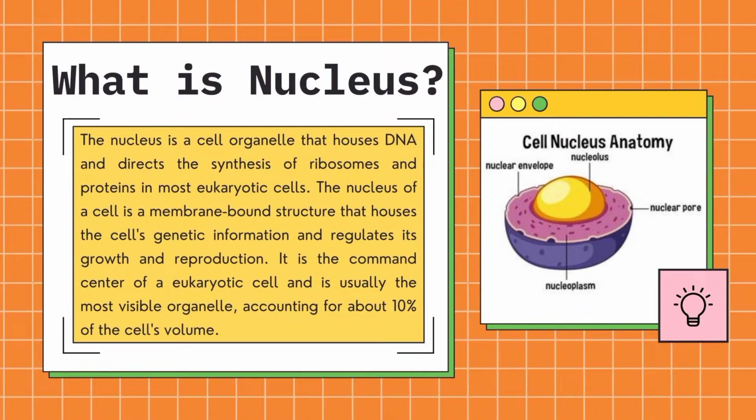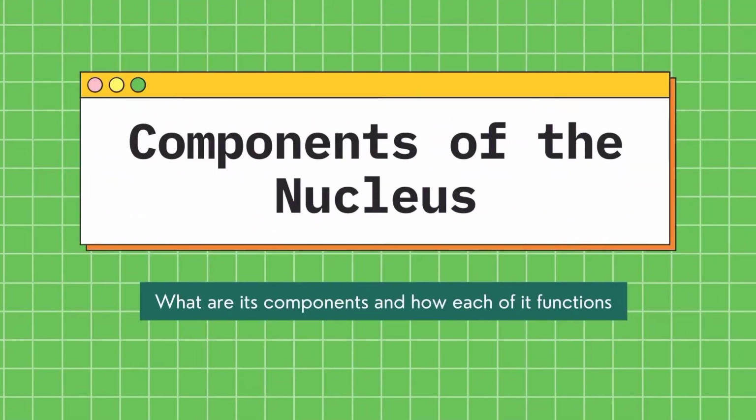What is the nucleus? The nucleus is a cell organelle that houses DNA and directs the synthesis of ribosomes and proteins in most eukaryotic cells. The nucleus of a cell is a membrane-bound structure that houses the cell's genetic information and regulates its growth and reproduction. It is the command center of a eukaryotic cell and is usually the most visible organelle, accounting for about 10% of the cell's volume. Now, let's take a look at its components.